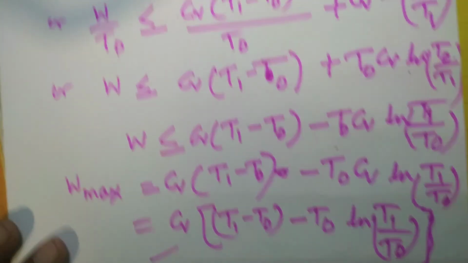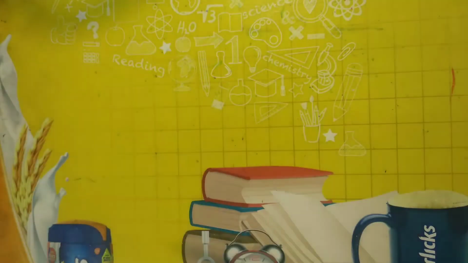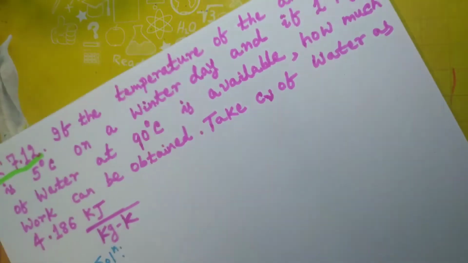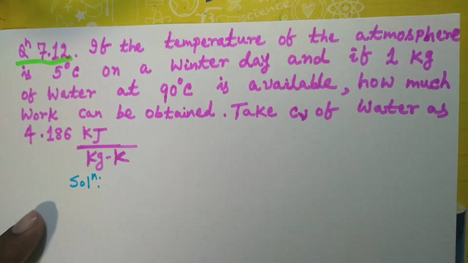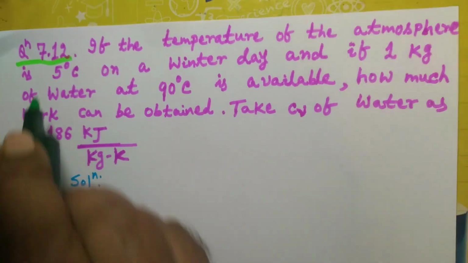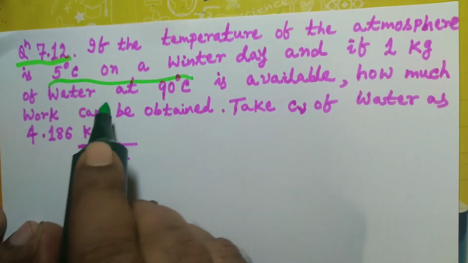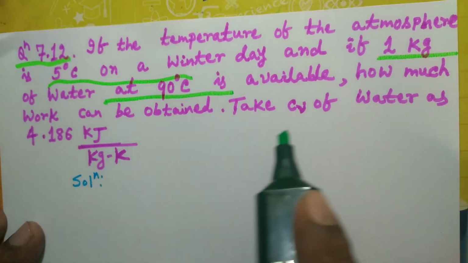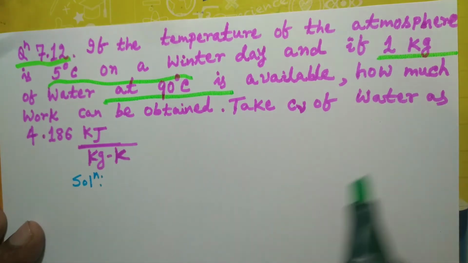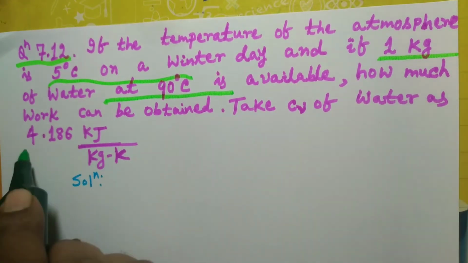So next question is question number 7.12. If the temperature of the atmosphere is 5 degrees Celsius on a winter day, and if 1 kg of water at 90 degrees Celsius is available, how much work can be obtained? In fact, how much maximum work can be obtained? Take Cv of water is this much.